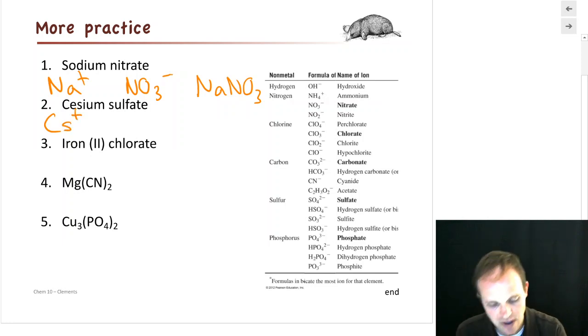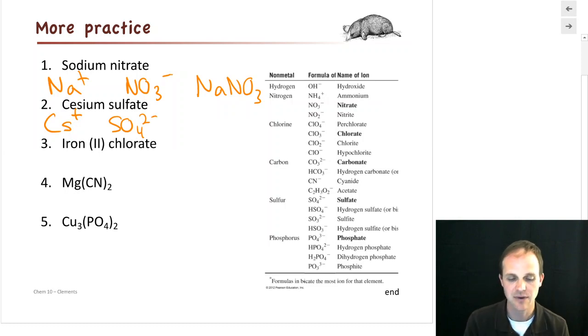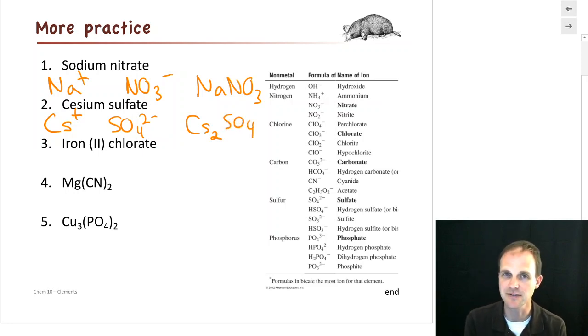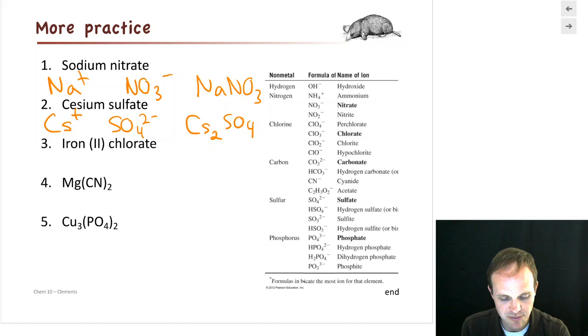It's a +1. Sulfate, that ATE tells me I've got a common ion. It is SO4 2-. How do I combine a +1 and a -2? I need 2 +1s. Now you'll notice I didn't put a parentheses around the sulfate this time. When you only have one of them, you don't need the parentheses. It's just if you have more than one of your common ion, you need the parentheses.